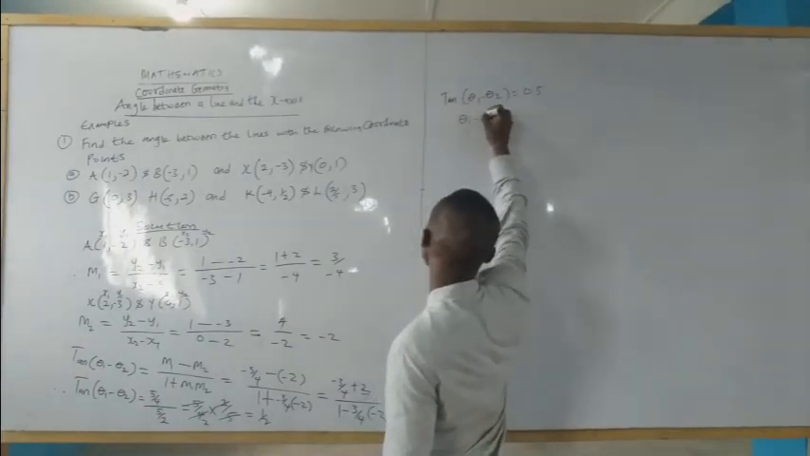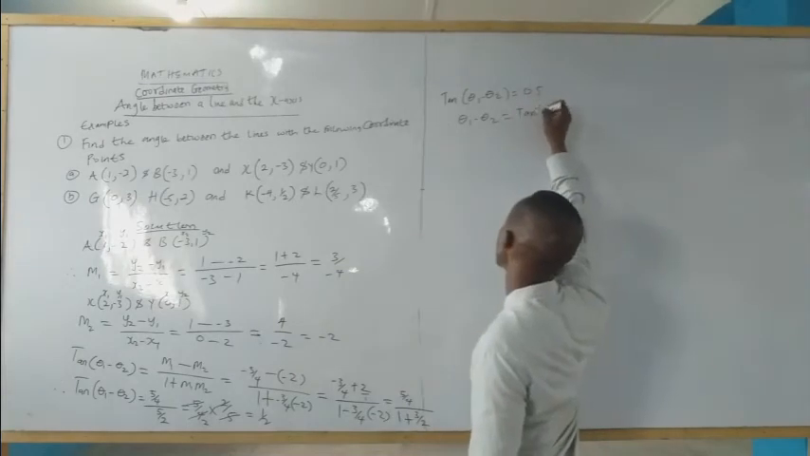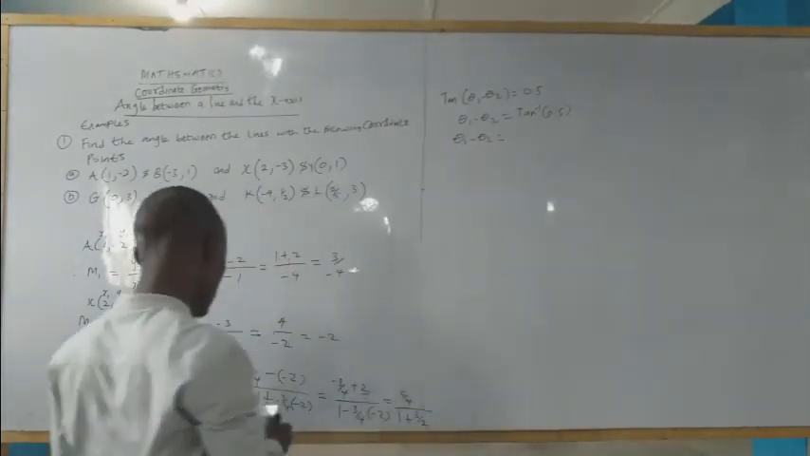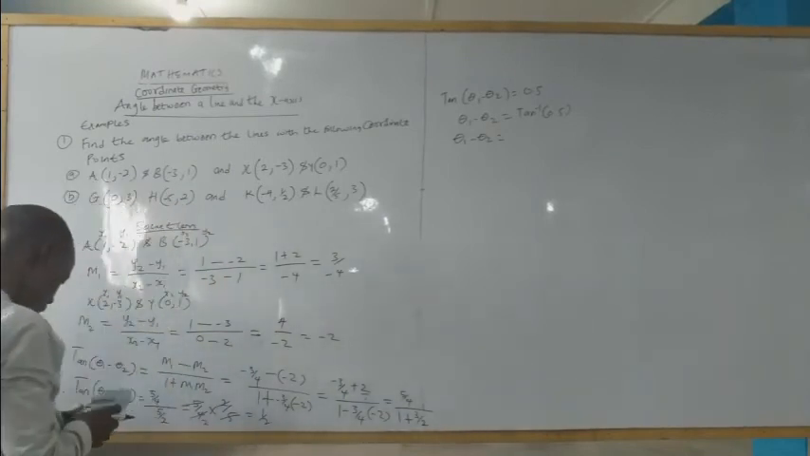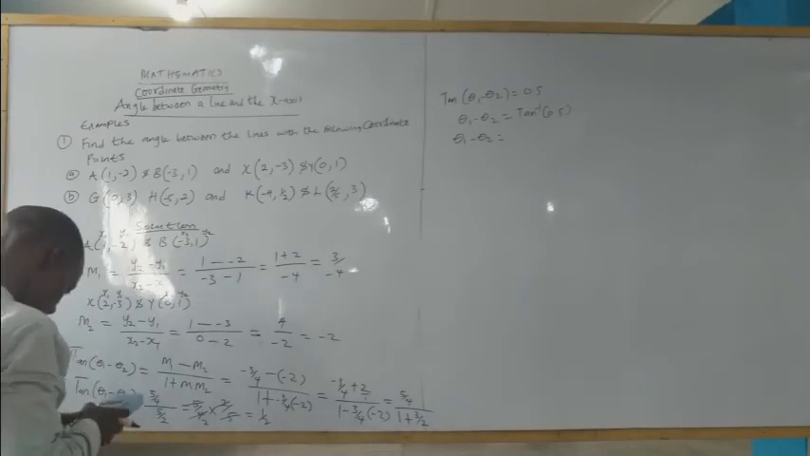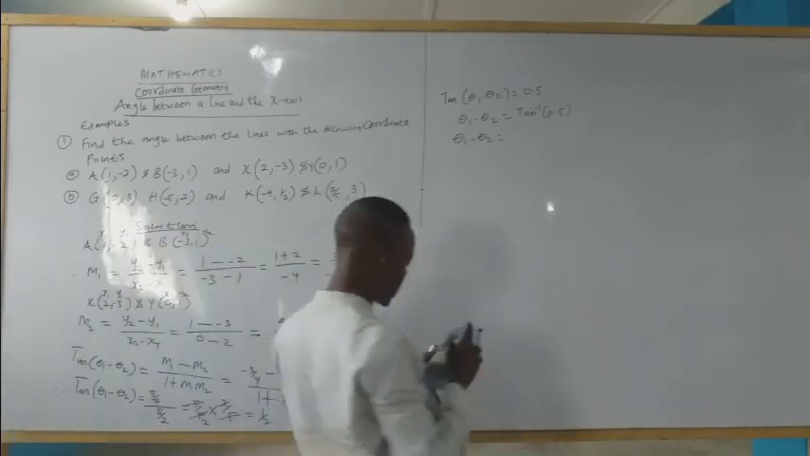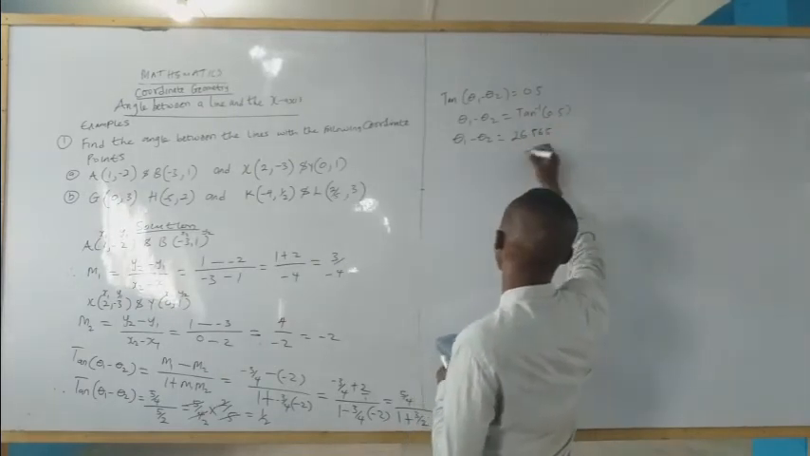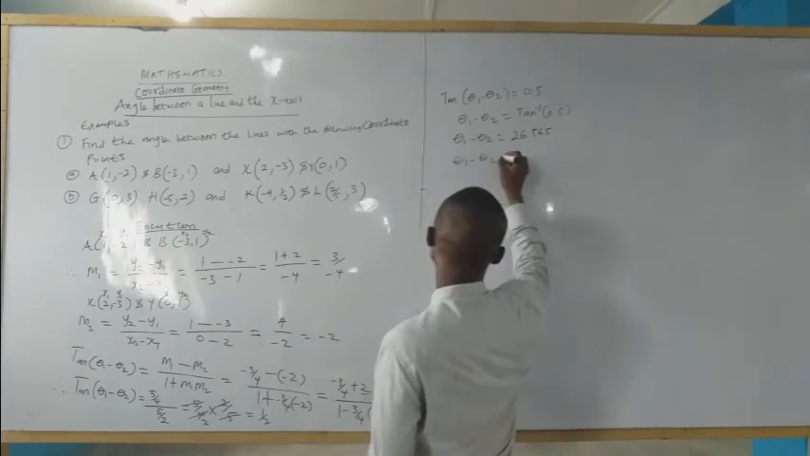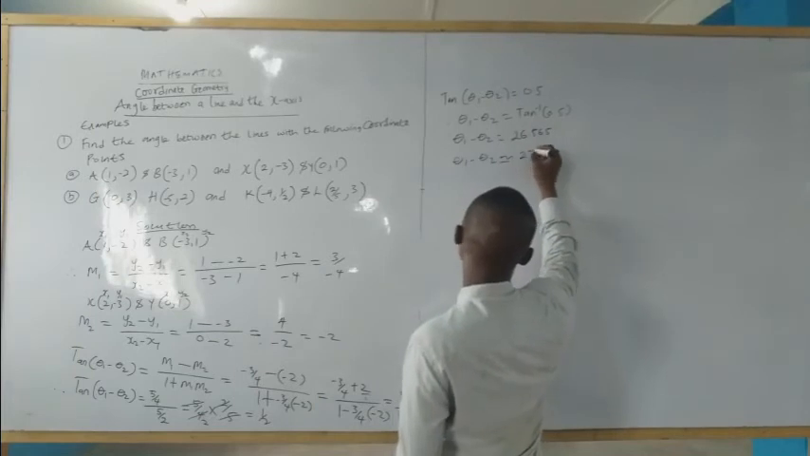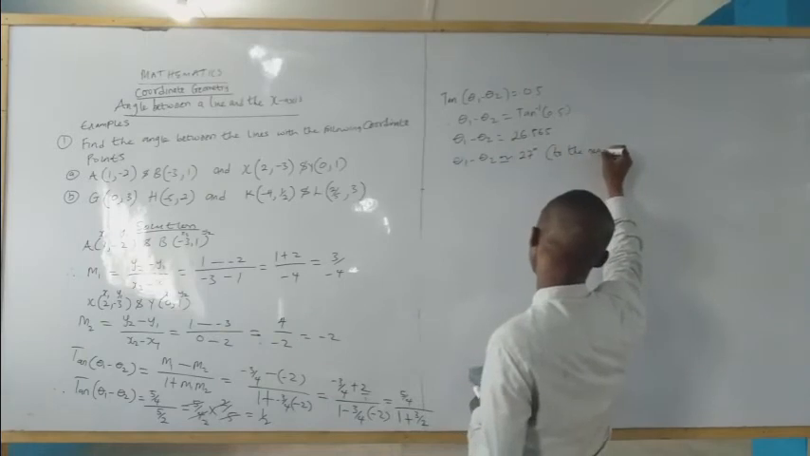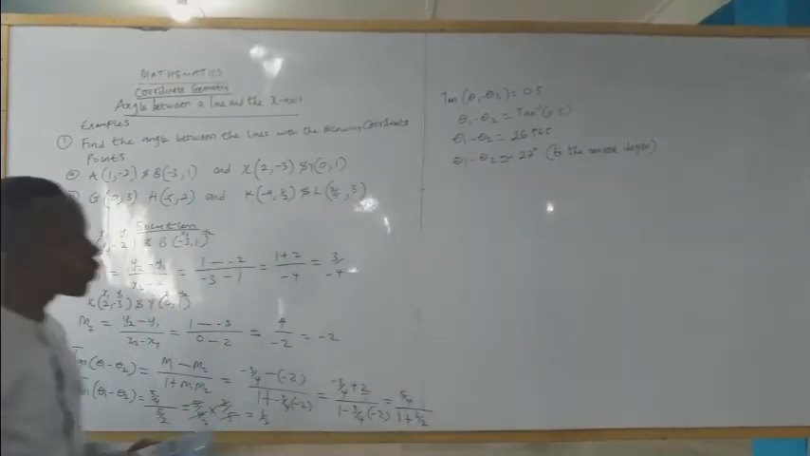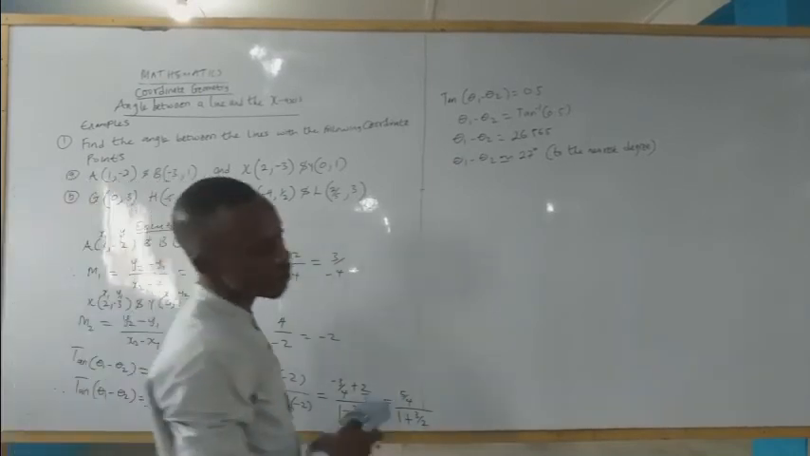Therefore, theta 1 minus theta 2 is equal to arctan 0.5. Arctan 0.5 gives us 26.565. So we can say theta 1 minus theta 2 is approximately equal to 27 degrees to the nearest degree. So that's what we have. That's the angle between the two lines. When you are given two lines, you have to find the angle.